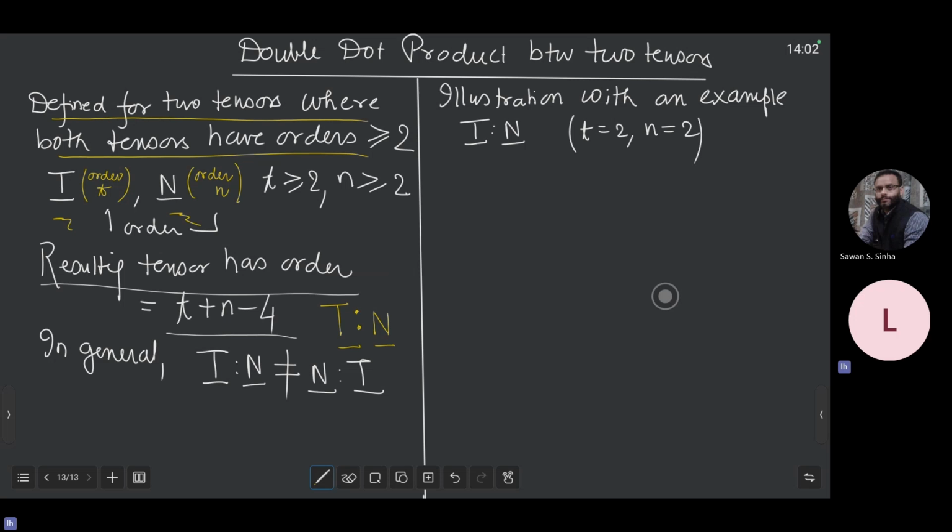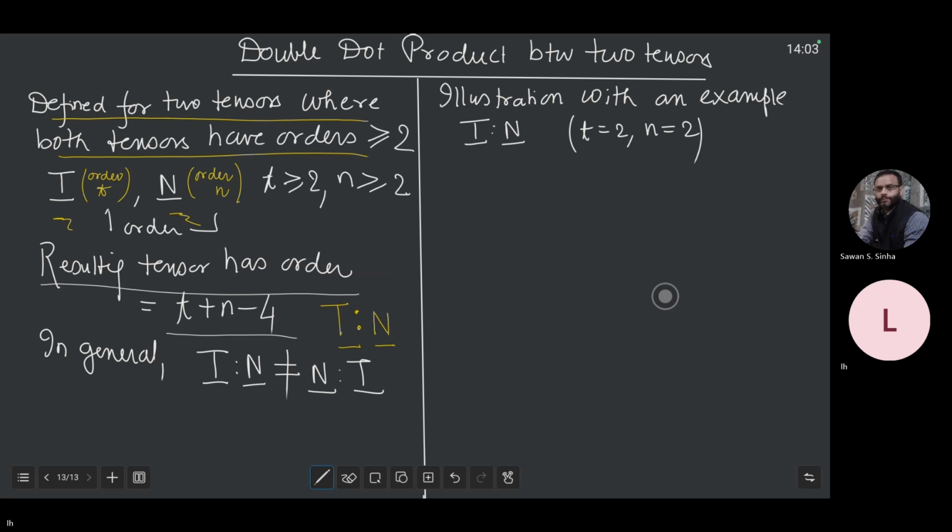We put two dots. In general, t double dot n will not be the same as n double dot t. Okay. So I'm going to illustrate, explain how this double dot works, taking a specific example in which both the tensors are of order 2. Just a special case. I believe looking at what happens in this case, you will understand what will happen to other tensors of higher order also.